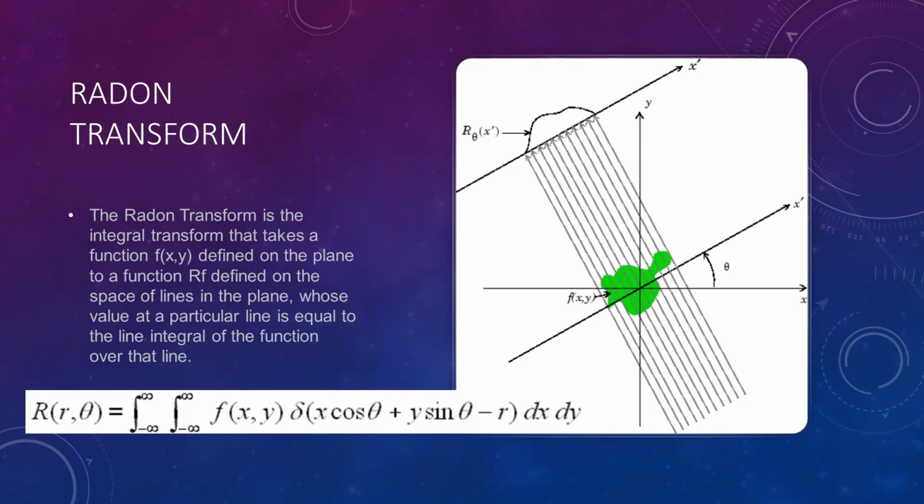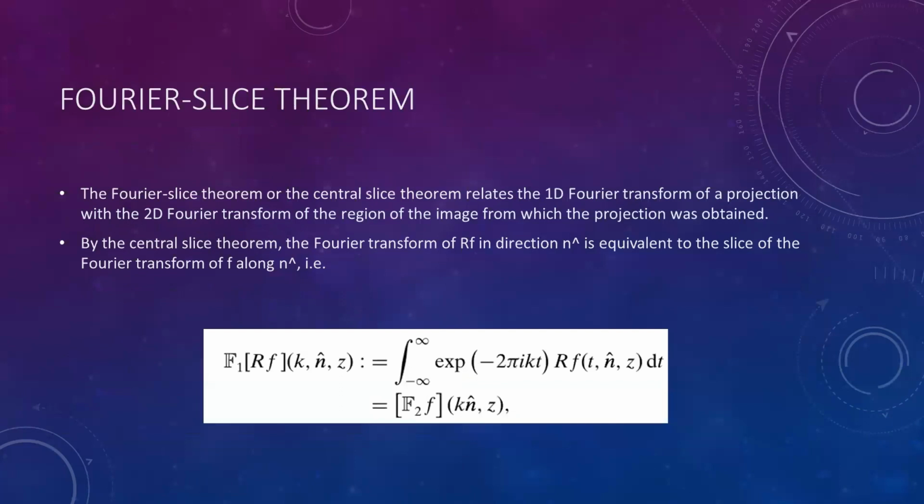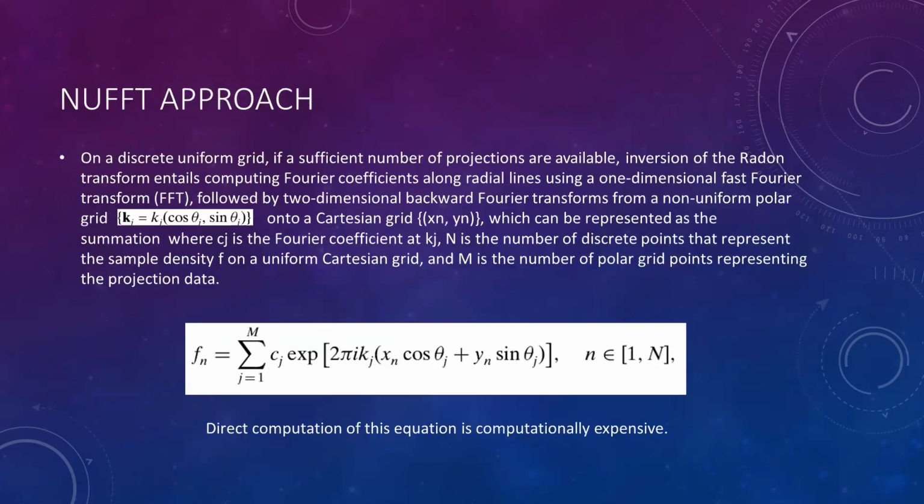The Fourier slice theorem, or the central slice theorem, relates the one-dimensional Fourier transform of a projection with the two-dimensional Fourier transform of the region of the image from which the projection was obtained. By the central slice theorem, the Fourier transform of Rf in the direction of n cap is equivalent to the slice of the Fourier transform of f along n cap. And this equation is shown below.